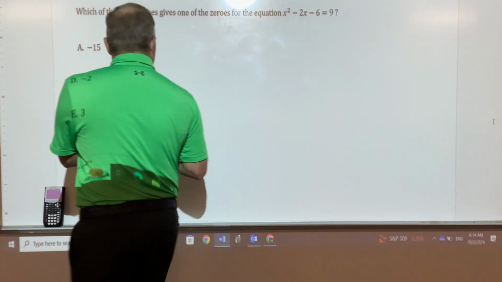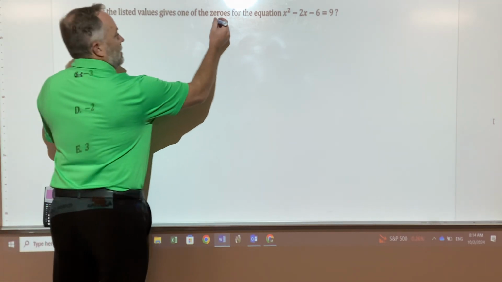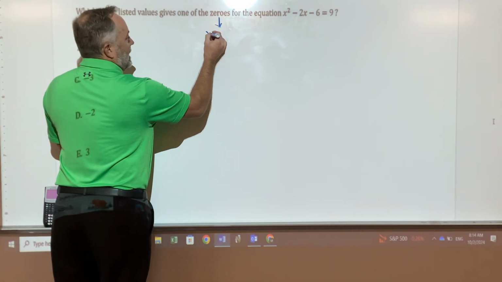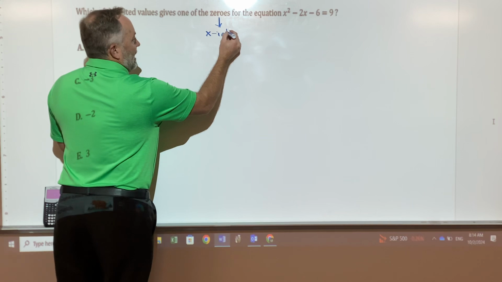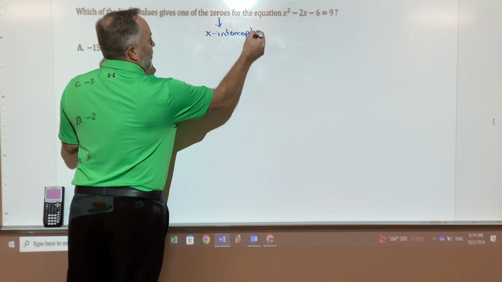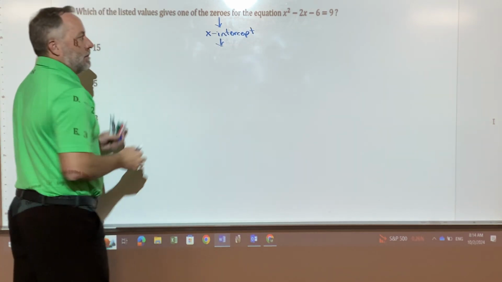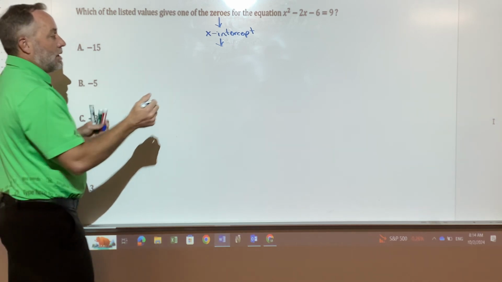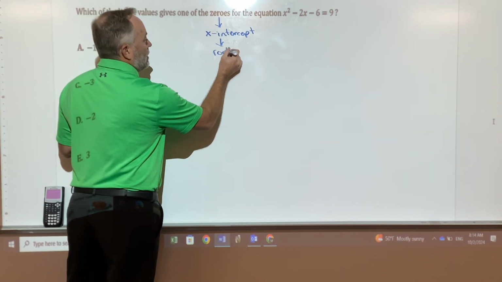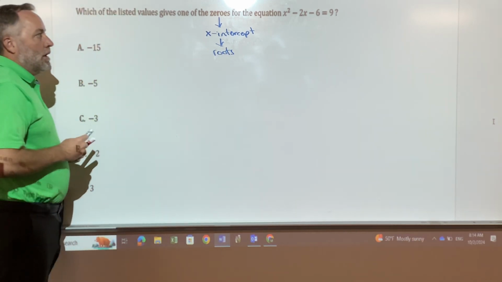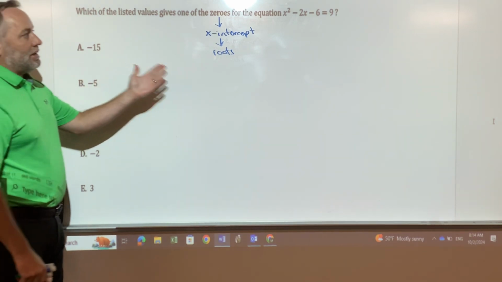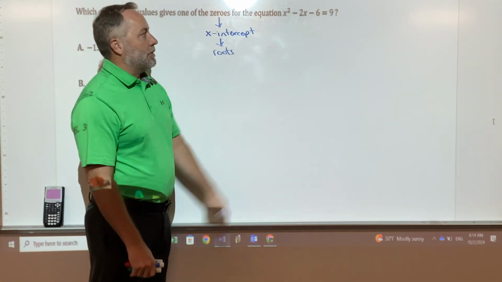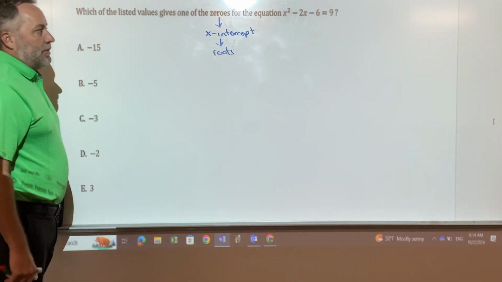It asks us for the zeros, and that word zeros is the same as an x-intercept, which is often, probably less common, but sometimes called the root or roots of the equation. Okay, but it is asking us to solve for values of x that will make that true. So we have different strategies for doing so.